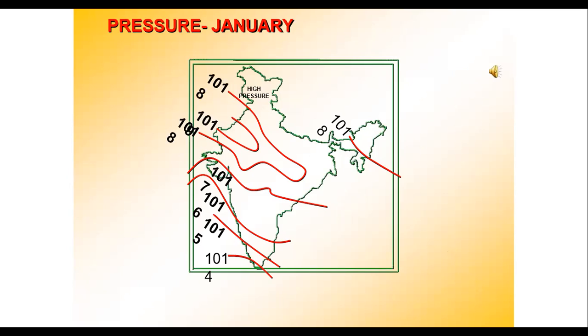Another characteristic feature of the cold weather season is the inflow of cyclonic disturbances from the west and the northwest. The low pressure systems originate over the Mediterranean Sea and Western Asia, and they move into India with the westerly flow.